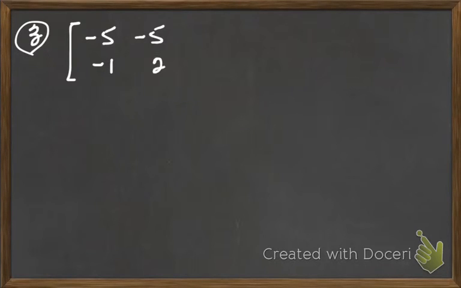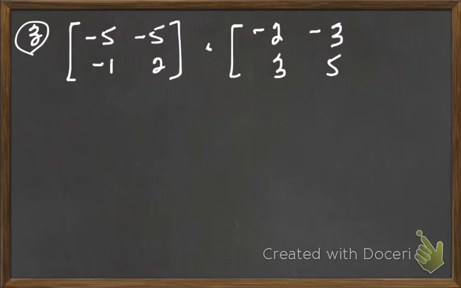So number 3, the first matrix has how many rows? 2 rows. How many columns? 2 columns. Y'all get that? 2 rows, 2 columns. The second matrix has how many rows? 2 rows and 2 columns. So should we be able to multiply these together? We should. Okay. So we're going to start with the first row. We always start with the first row, and we multiply it times all of the columns.